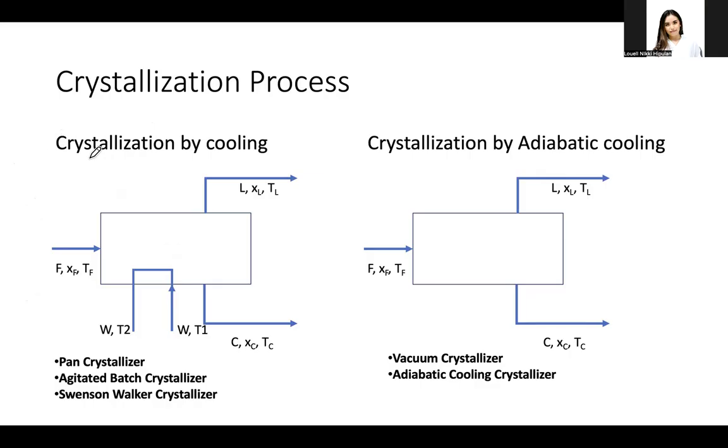Your solution is cooled to reduce solubility so that crystals form. Examples of this are the pan crystallizer, the agitated batch crystallizer, and the Swanson Walker crystallizer. So you have your feed, which enters your crystallizer at a specific temperature, and then you have your solute fraction. And inside your crystallizer, of course, you need your cooling water.